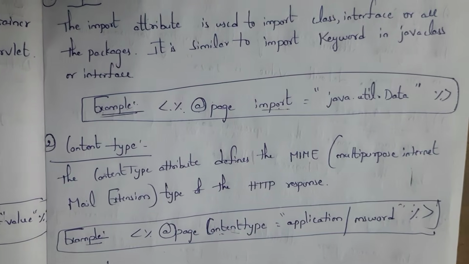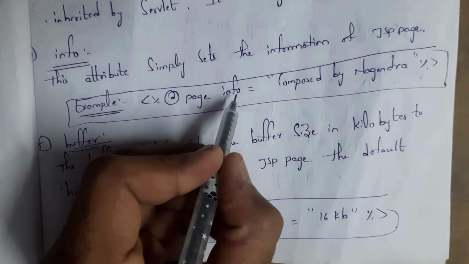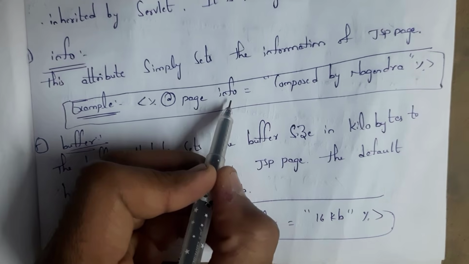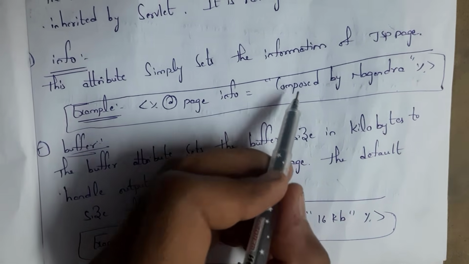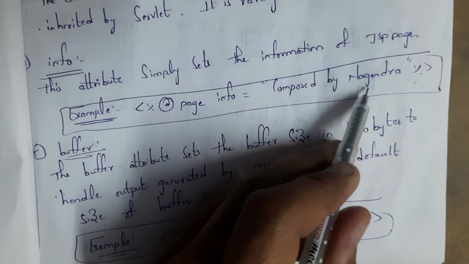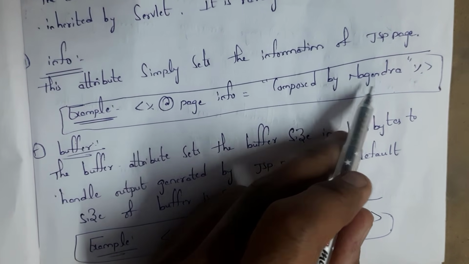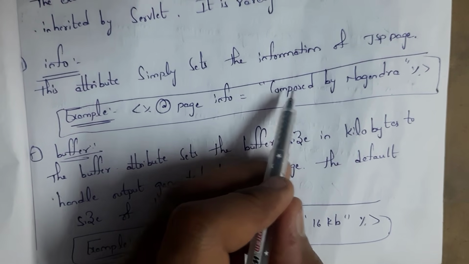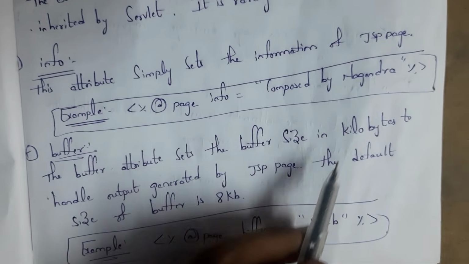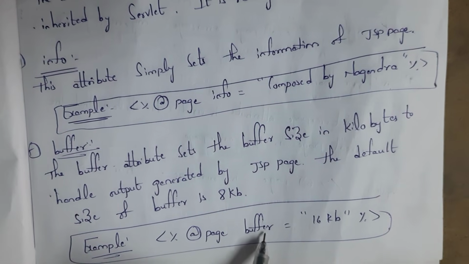This is the format. Similarly, in this example, I am using the attribute info. So <%@ page info="composed by Nagendra" %>. This is info. Anything you can write inside this. For example, you can also write like this: it is developed by Nagendra. You can also write like this. And similarly, buffer.